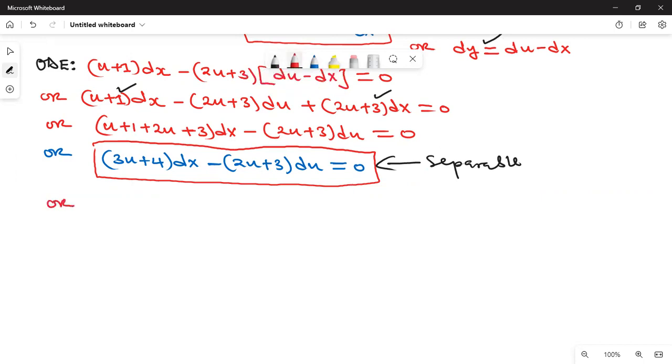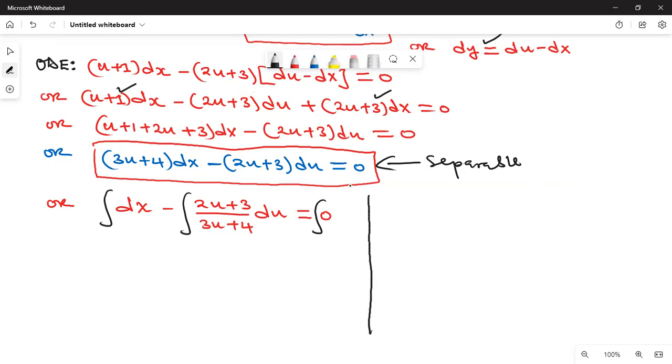So when you separate the variables, you're going to have dx minus (2u + 3) over (3u + 4) du, and that should give us 0. So once you separate the variables, just like we have done here, then you can now integrate each term separately. Now the question is, how do you integrate those terms? So I'm going to work them out here.